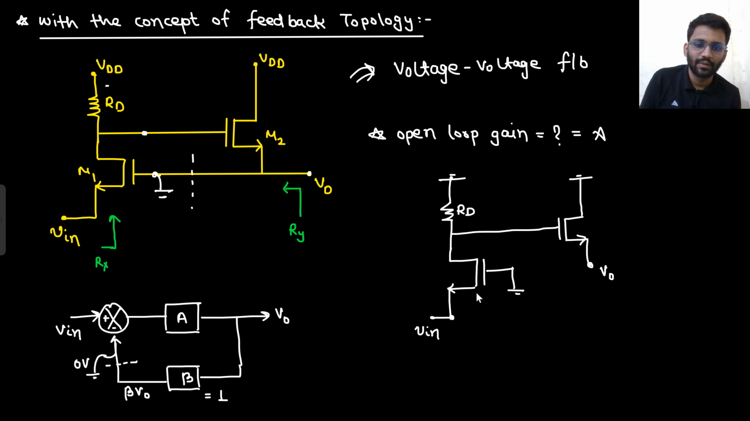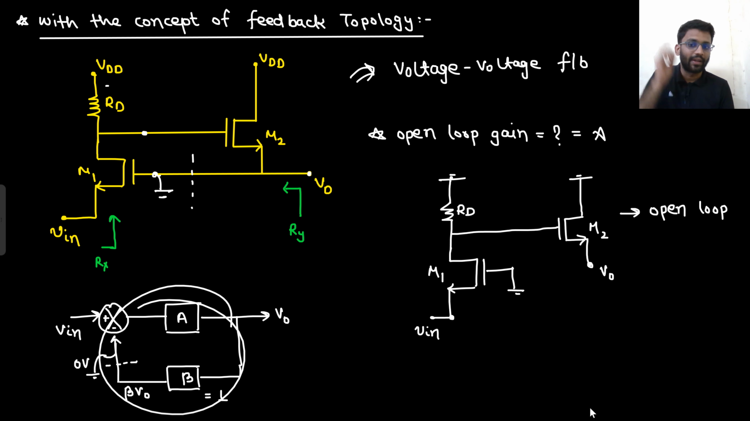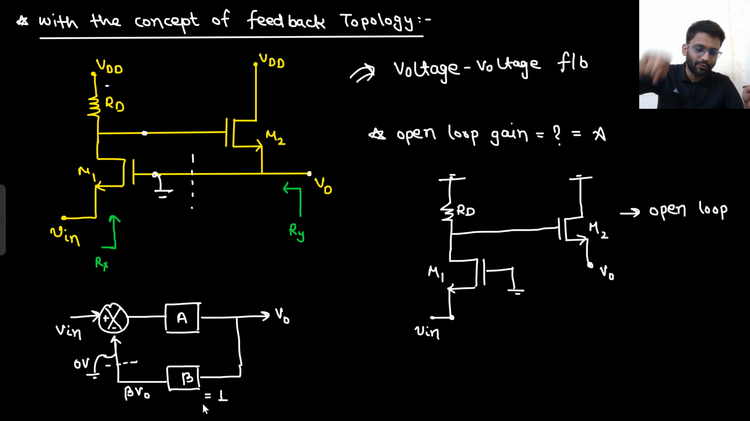This is the open loop. This was your M1. This is your M2. So this is the open loop. How the loop is opened, we understand by this block diagram. By this block diagram, we got to know that if I don't want any feedback, I would need this node to be 0. If I need this node to be 0, this should be grounded. Say yes or no. Well and good.